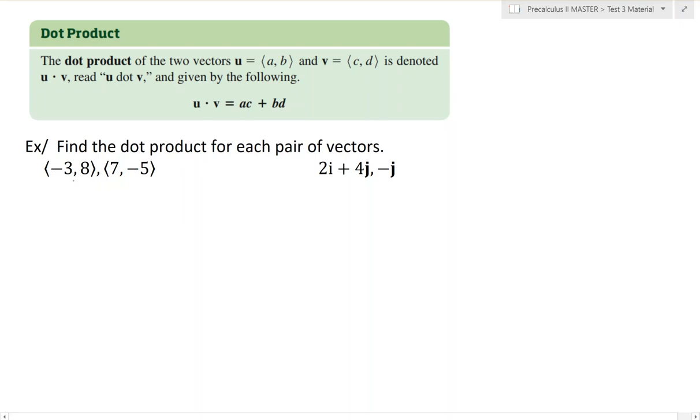So let's try it with these problems here. If I have the vector negative 3, 8 and the vector 7, negative 5, then finding the dot product is quite easy.